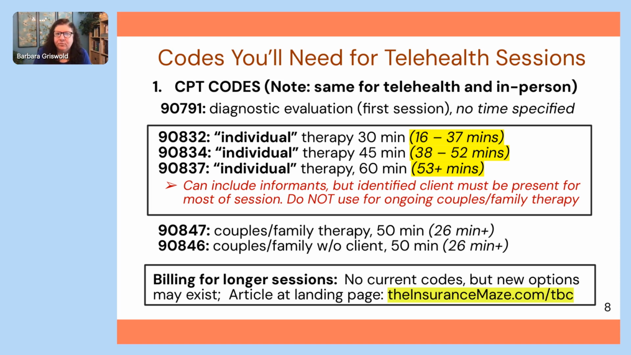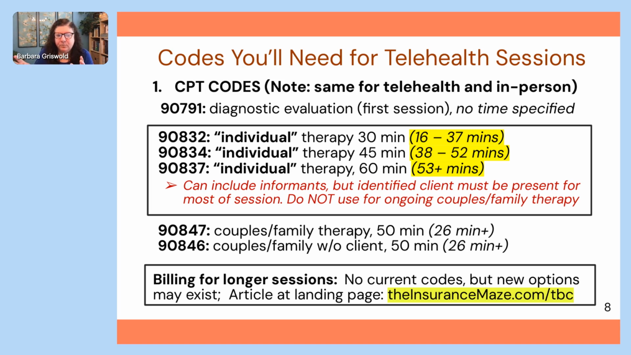Okay, then we have 3 what I'm going to call individual therapy codes. A 90832, which is technically called a 30-minute individual therapy session, but the time range is officially 16 minutes to 37 minutes. Then you have the 90834, which is very popular. That's officially a 45-minute, but the official time range is 38 to 52 minutes. And our favorite one, the most popular one out there, 90837, which is an individual therapy 60 minutes, and that's 53 minutes and above.